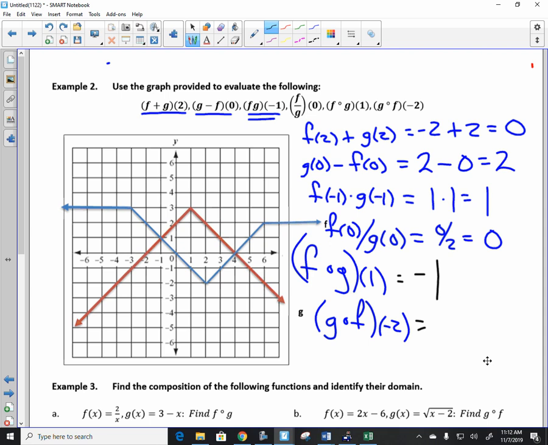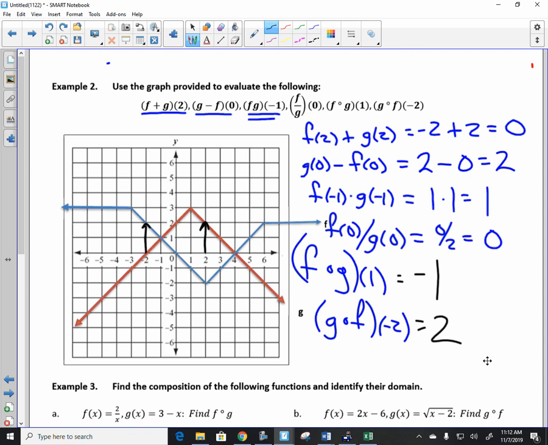I'll stop judging. All right, I take negative 2, I plug in for f, and I get 2. I then find 2 and I plug in for g. G is the red function, and I get 2. Did you get it? Not too bad, huh? Can you do this stuff?